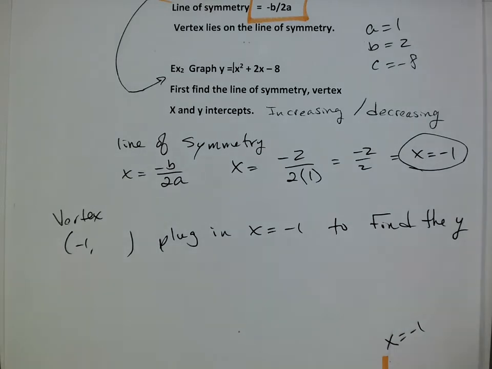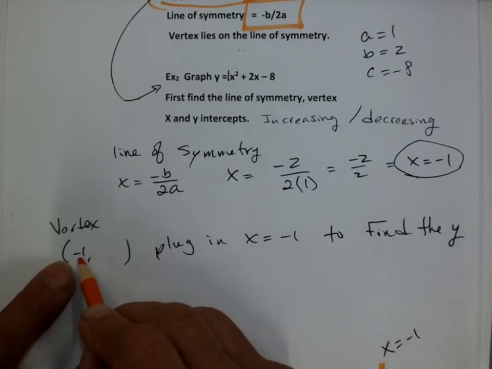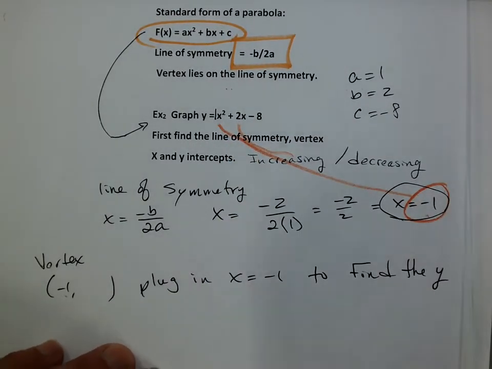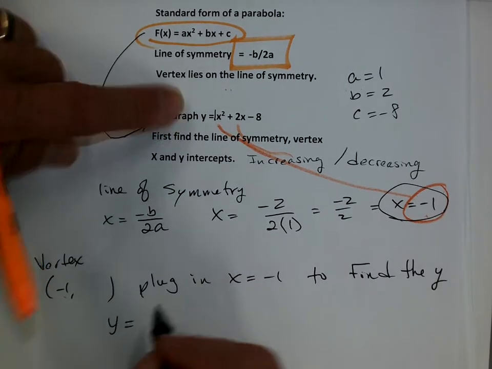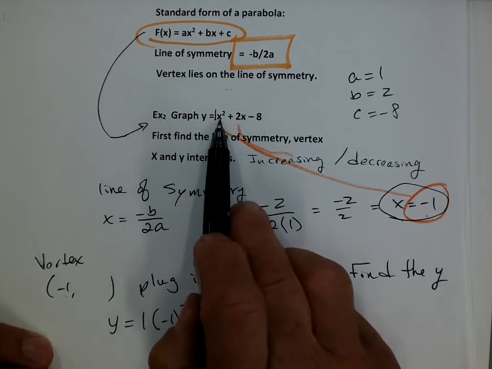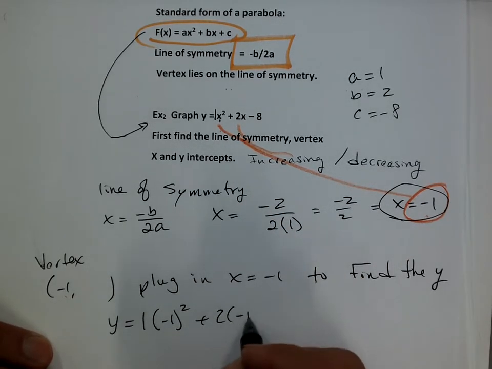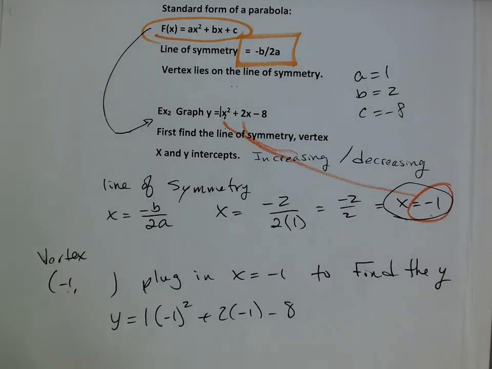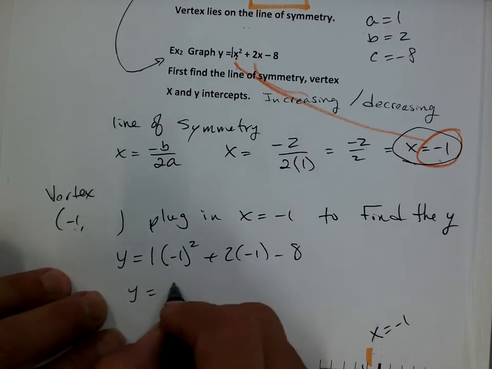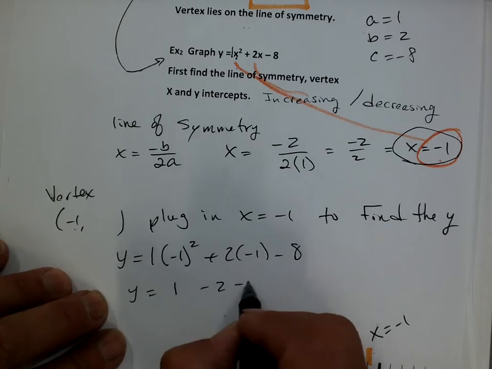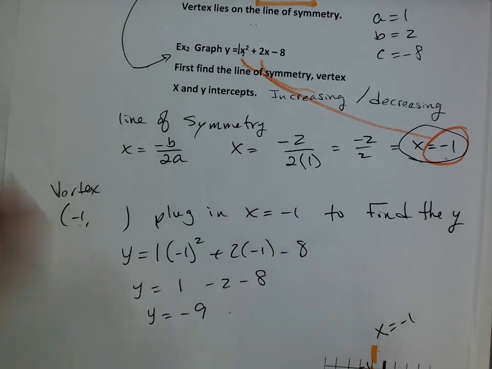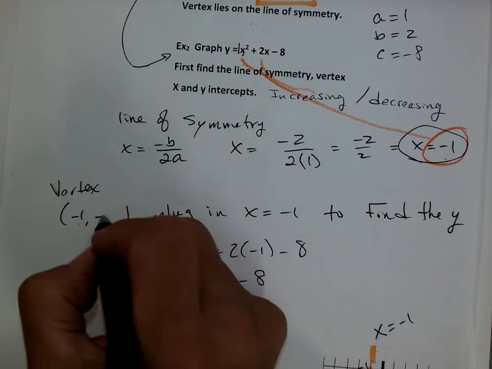So what am I saying? Well, I'm saying let's take negative 1 and plug it into my original equation. So I'm going to go y equals 1 times the negative 1 squared, because I'm plugging in a negative 1 for x, plus 2 times negative 1 minus 8. Okay? I'm just going to simplify that. Negative 1 squared is a positive 1, so I'm going to have y equals a positive 1 minus 2 minus 8, which is a negative 9. Okay, that's the corresponding y value to my vertex.